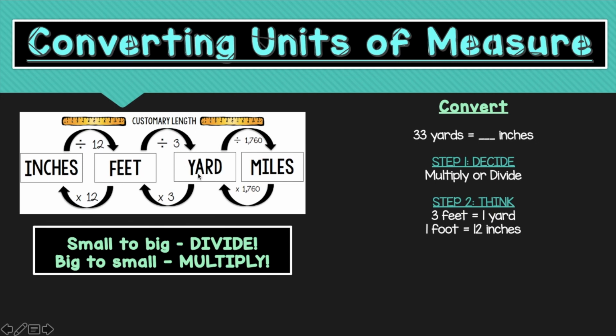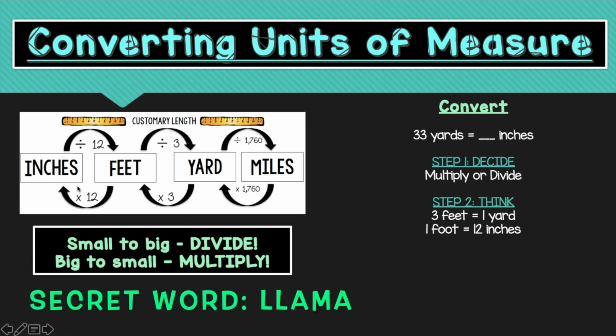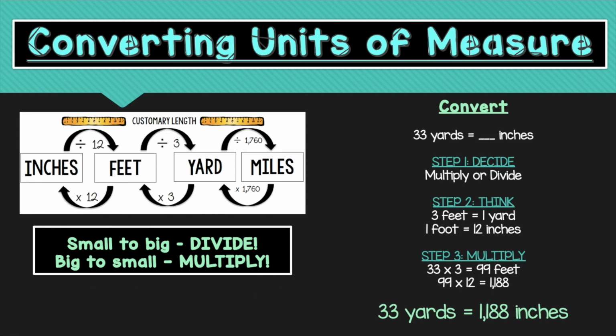So if I have 33 yards, to find the number of feet in 33 yards, I would multiply by 3. 3 times 33 is 99. Now I need to multiply the number of feet I have, which is 99, by the number of inches in 1 foot, which is 12. So when I multiply everything out, I get a total of 1,188. So 33 yards is equal to 1,188 inches.